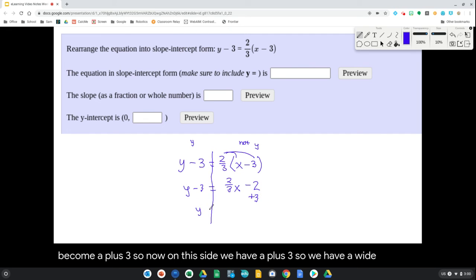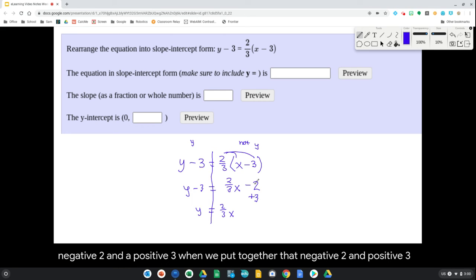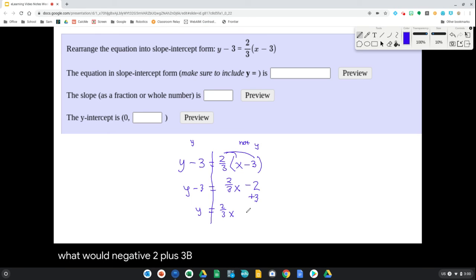So now on this side, we have a y. We moved the -3. We're going to keep the 2/3x. And then we have a -2 and a +3. When we put together that -2 and +3, what would -2 plus 3 be? It would be +1. Now we have this equation in slope-intercept form. As we look at that equation, which one of those numbers would be the slope? Well, it would be 2/3.